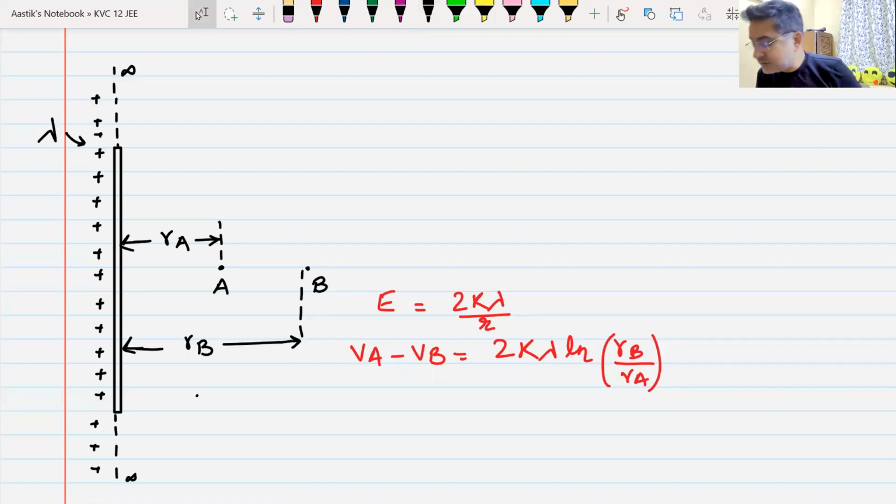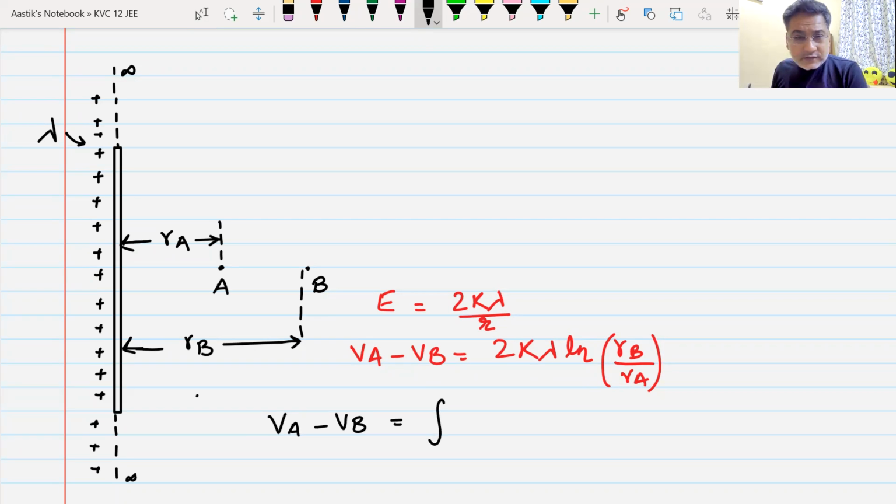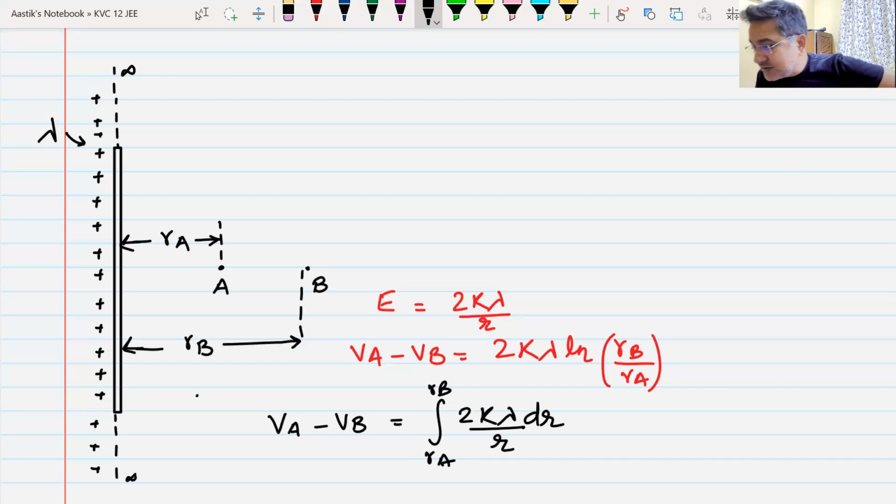Come back to the previous question, where we had electric field due to an infinite line charge. Now if you have to find the potential difference between point A and B, what do you do? You again set up the integral. VA minus VB will be equal to integral of electric field, 2k lambda by r, multiplied by dx, but you are using r, so multiplied by dr. The angle between E and dr is 0. You just put the integral from RA to RB and you land up with the result that was there.